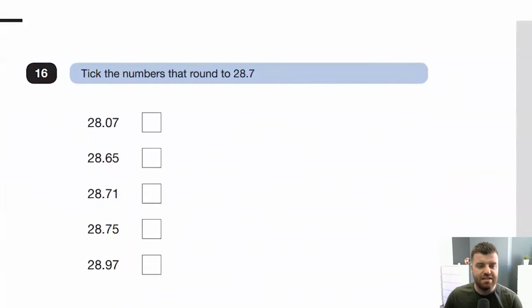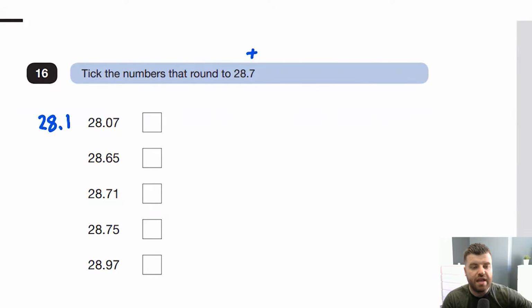Question 16, tick the numbers that round to 28.7. So we're rounding to the nearest tenth here. Let's take a look. 28.07. That's going to round up to 28.1, which is not in the question. 28.65. Well, if it's 5, we're going to round up. That means that the 6 rounds up to a 7. Tick. That's our first answer.